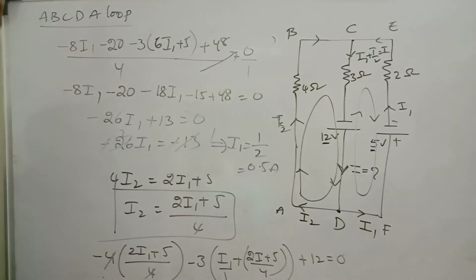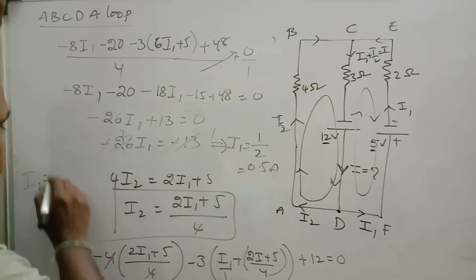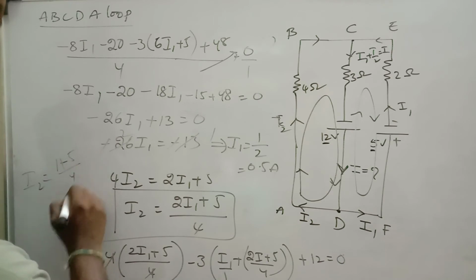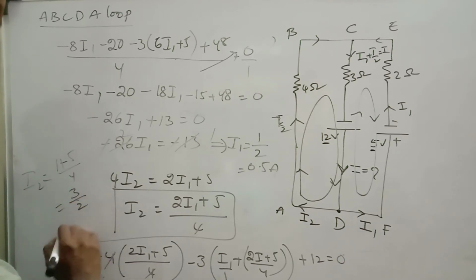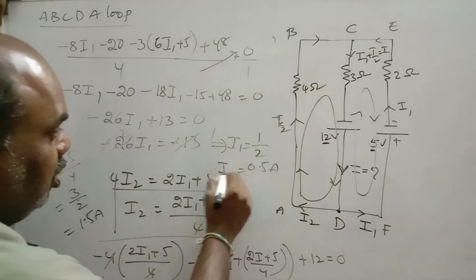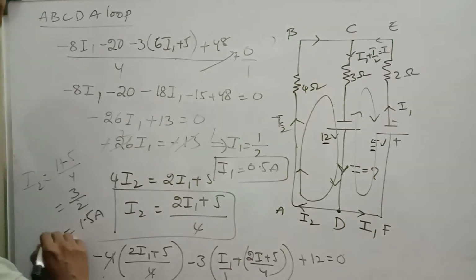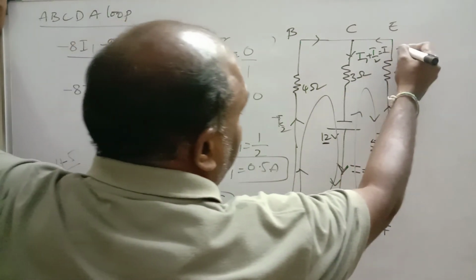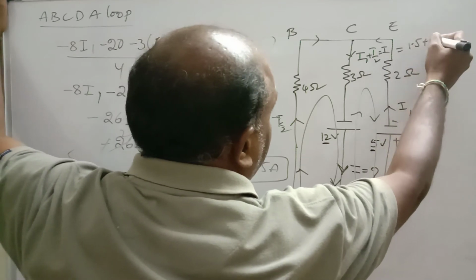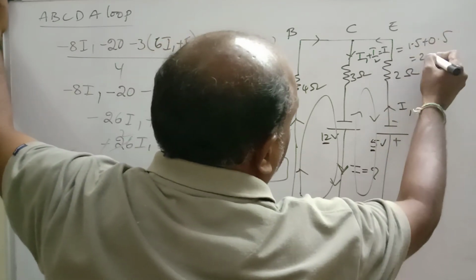I1 is 0.5 ampere. Substitute here. I2 is equal to 2 into 0.5, that becomes 1, plus 5 by 4. That is 6 by 4. 6 by 4 means 3 by 2. This is 1.5 ampere. That means I1 is 0.5 ampere, I2 is 1.5 ampere. We want total current, I1 plus I2, which is equal to 1.5 plus 0.5, 2 ampere current.